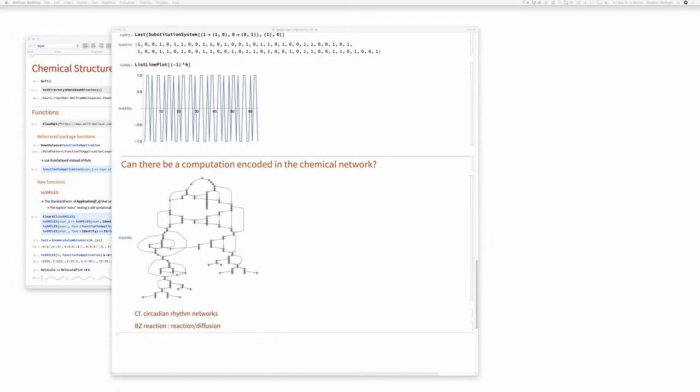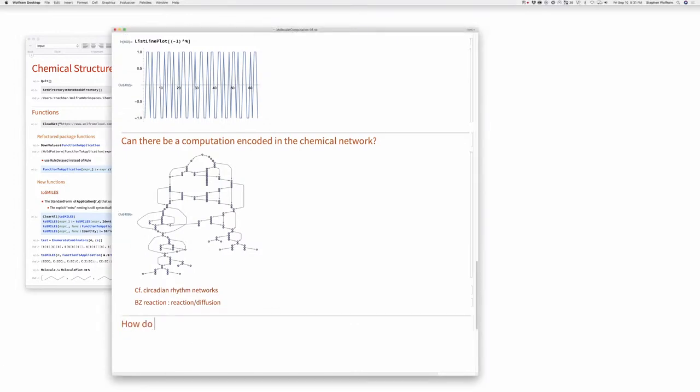We need primitives, like combinators, for example. What is the mechanism by which we think this could work? Basically, what has to happen is that some external stimulus... how do you program the molecules? How do you program the chemical system?